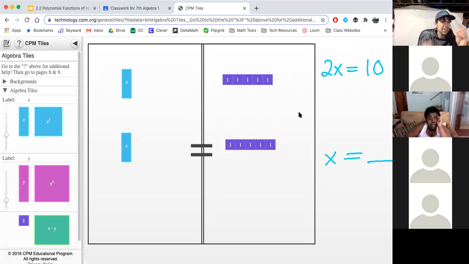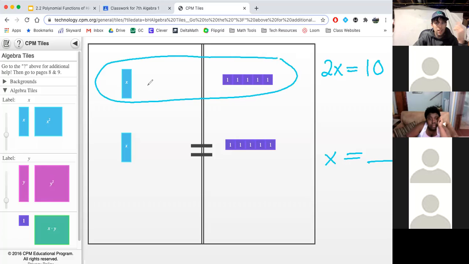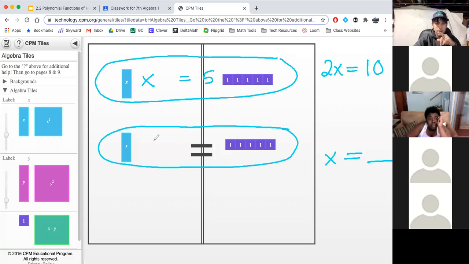What I've done here is I've divided each side by 2. I've split them into 2 equal groups. So now both of these things are telling me the same thing, that x is equal to 5. And this one over here is telling me the same thing. It's telling me that x is equal to 5. So that is going to be my solution.